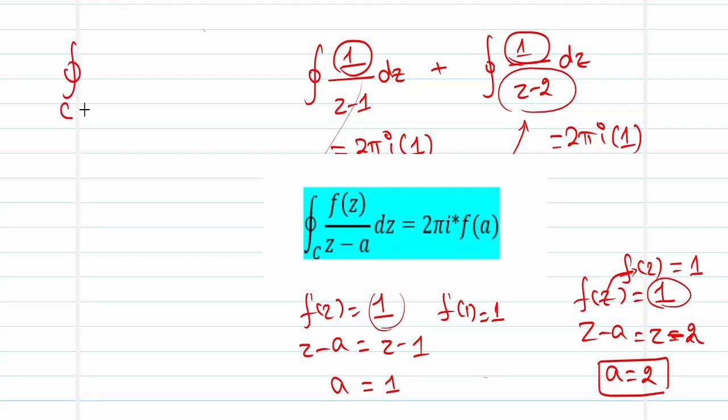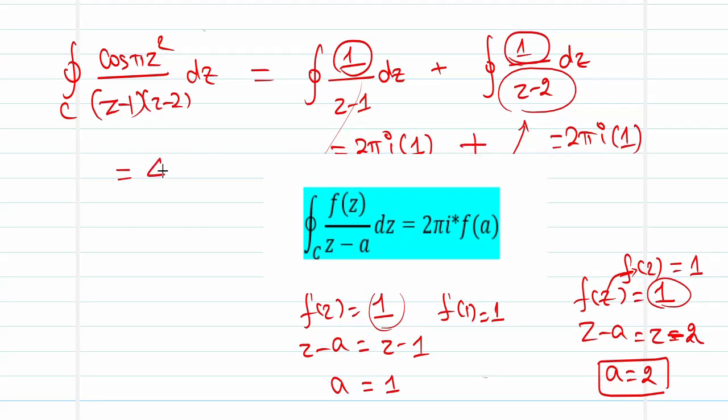Hence the integral over C of cos(πz²) by (z − 1)(z − 2) dz, which was split using partial fractions and got as 1 by (z − 1) dz plus 1 by (z − 2) dz, takes the value 2πi times 1 plus 2πi times 1. So the final value is going to be 4πi. So keep in mind, whenever you have factors in product in the denominator, use the partial fraction method to split them into single factors so that you can apply the Cauchy integral formula.